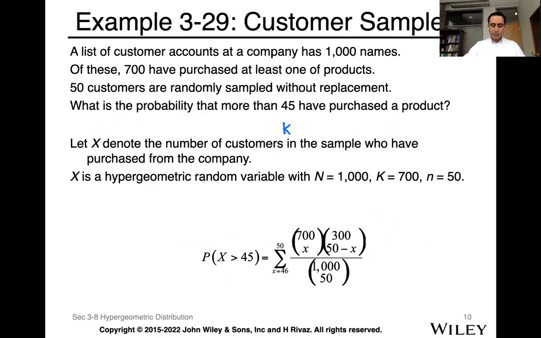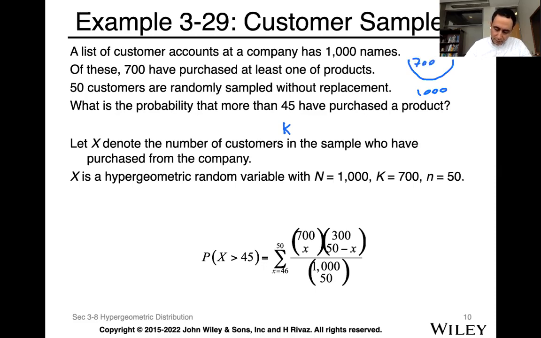Okay. So let's look at another example. A list of customer accounts at a company has 1,000 names. Of those, 700 have purchased at least one of the products. 50 customers are randomly selected without replacement, right? So we have a total of 1,000 accounts, 1,000 names.